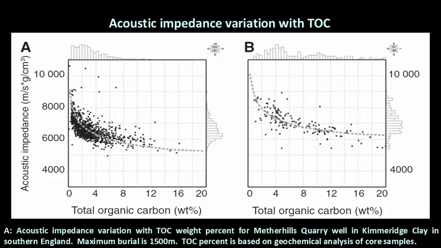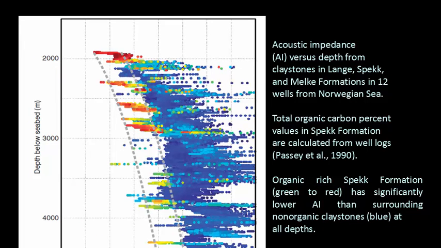Now, if you are able to determine this, you can determine acoustic impedance from the seismic data using post-stack or pre-stack simultaneous inversion, and then use this relationship to transform that into a TOC volume. And that is what they showed. Now, in this particular case, they have data from different wells, 12 wells from the Norwegian Sea, and those zones that you see in hot colors are the ones that correlate with the high TOC.